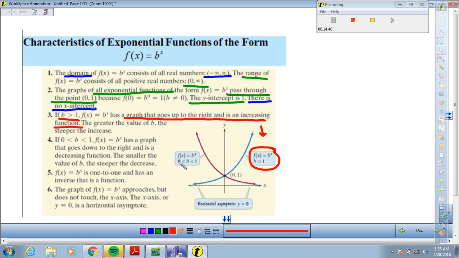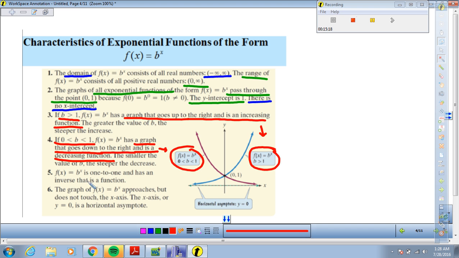Now, if b is a number between 0 and 1, then the graph is going to be like the red curve that you see here. That function has a graph that goes down to the right and is a decreasing function. The smaller the value of b, the steeper the decrease will be.